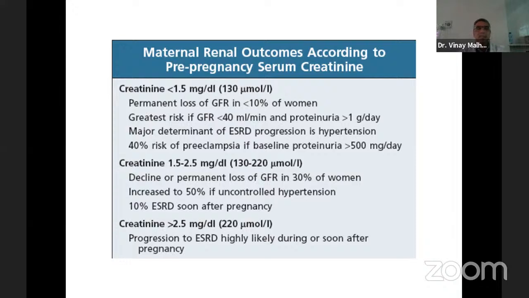If the creatinine is between 1.5 to 2.5, in up to 30% of the patients, there will be decline or permanent loss of GFR, and it will increase to 50% if, along with creatinine of say 2, the patient is having uncontrolled hypertension. And 10% of these patients will go to end-stage renal disease soon after pregnancy.